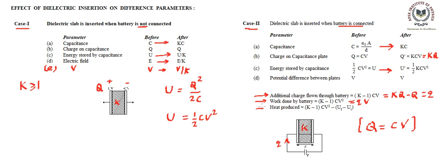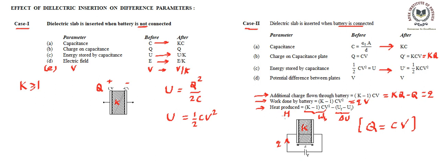Then the next point that can be asked is heat produced. When you are inserting a dielectric, how much heat is being produced? So we say the work done by the battery minus change in stored energy. So this is the formula that we have already talked about to find the heat.